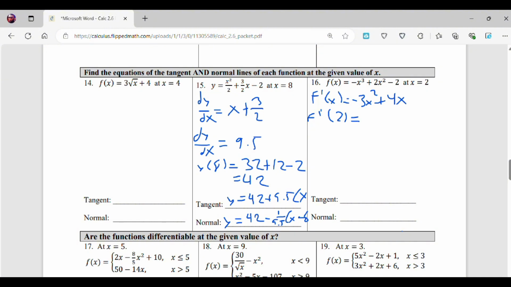Okay. 2 squared is 4. Negative 3 times 4 is negative 12. 4 times 2 is 8. So negative 12 plus 8 equals negative 4.